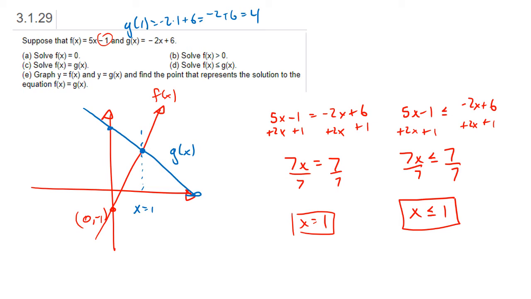However, if I was to plug 1 into f, we would compute f of 1 equals 5 times 1 minus 1, or 5 minus 1, or 4. So the point (1, 4) belongs both to the red line, plug in 1 to f of x and get out 4, but it also belongs to the blue line, plug in 1 for x and get out 4 for g of x. So this point belongs on both lines. It's exactly where the lines intersect.